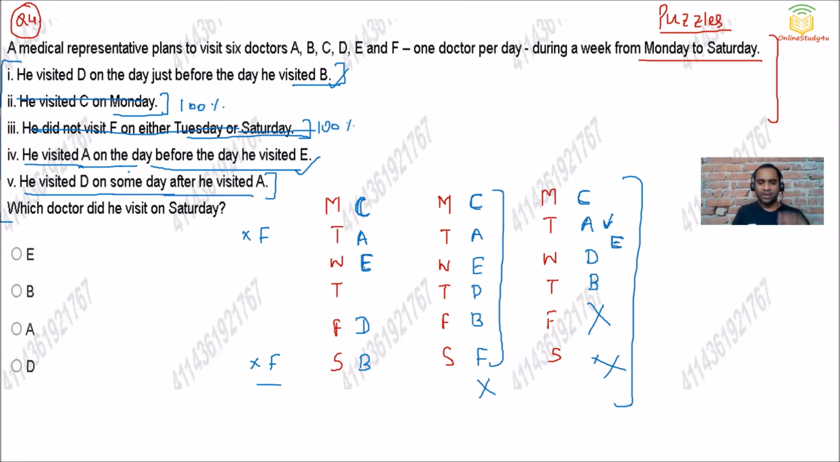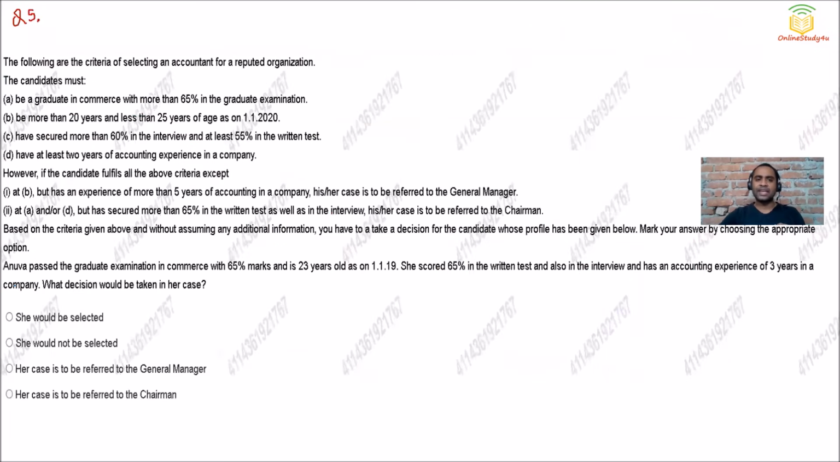And here you see, here E, because the person is visiting A and the very next day E. And then who will be remaining? F. So F can visit on Thursday. So now it is very clear which doctor he visited on Saturday. He visited Dr. B on Saturday. So you need to tick this and then proceed. So always go with the multiple options. Then only you will be able to correct the questions.